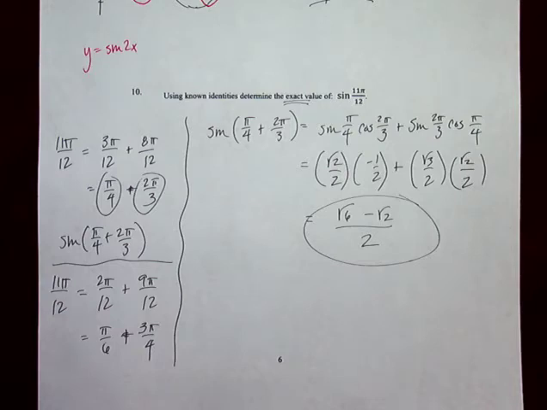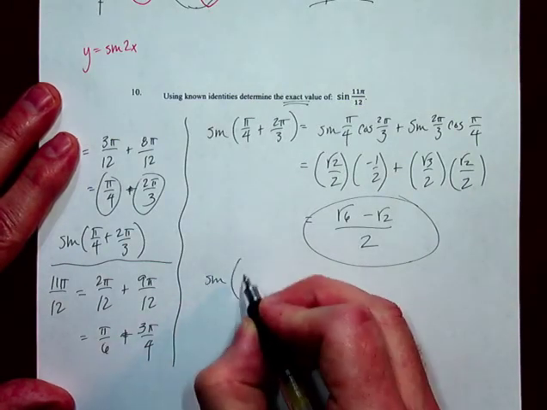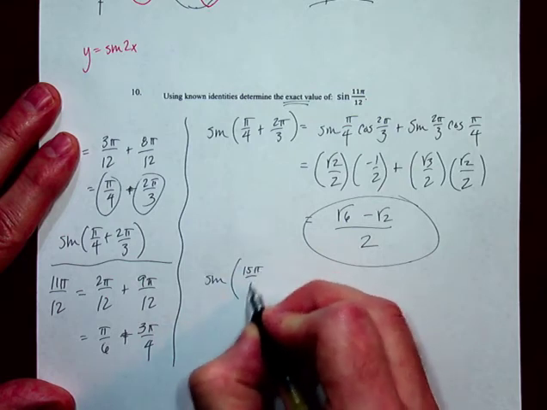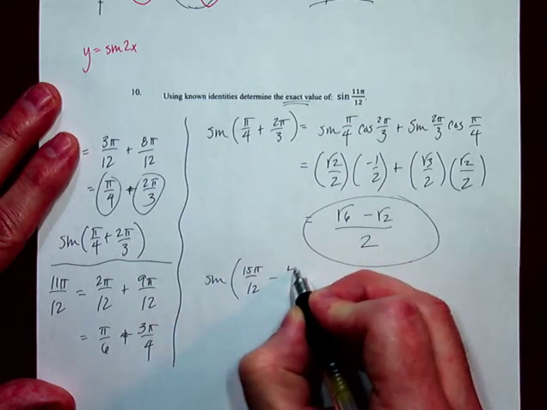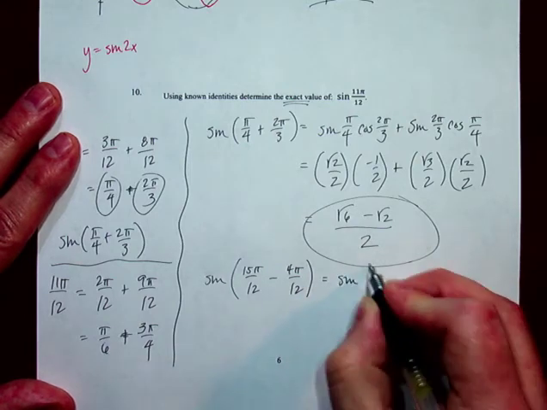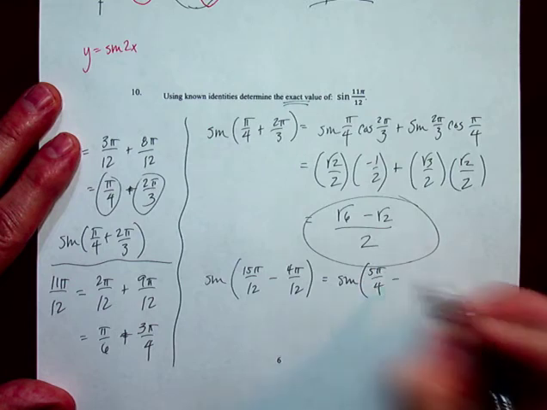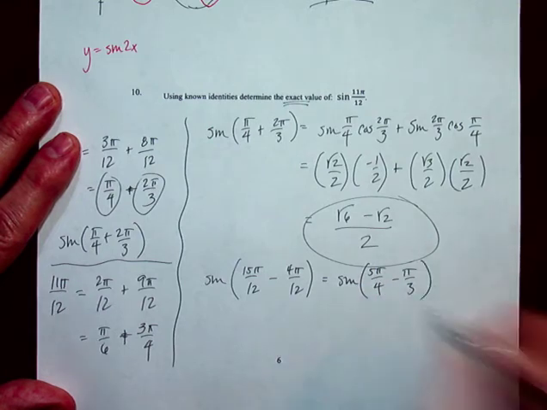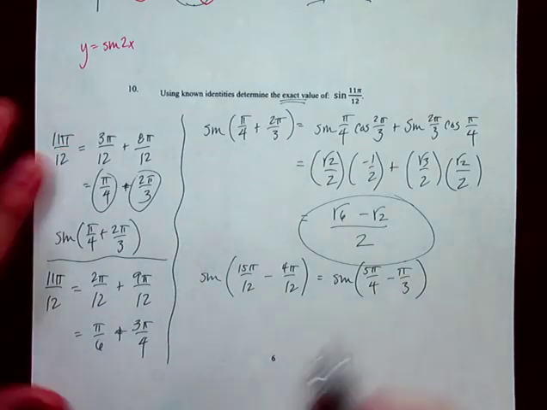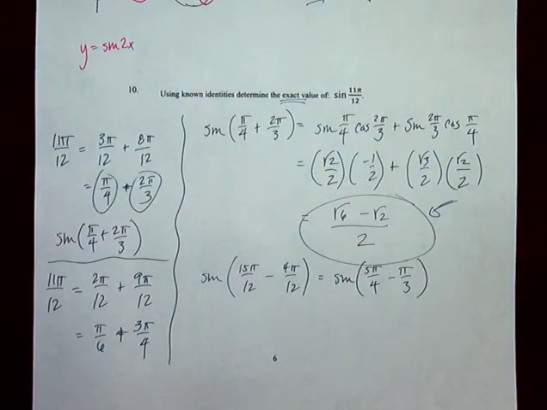And, you know, like I said, you could have used the difference formula. It could have been sine of 15 pi over 12 minus 4 pi over 12, and that winds up being sine of 5 pi over 4 minus pi over 3. And the values still would have worked out to that, okay? Now I'm going to go ahead and do the extra credit problem real quick.